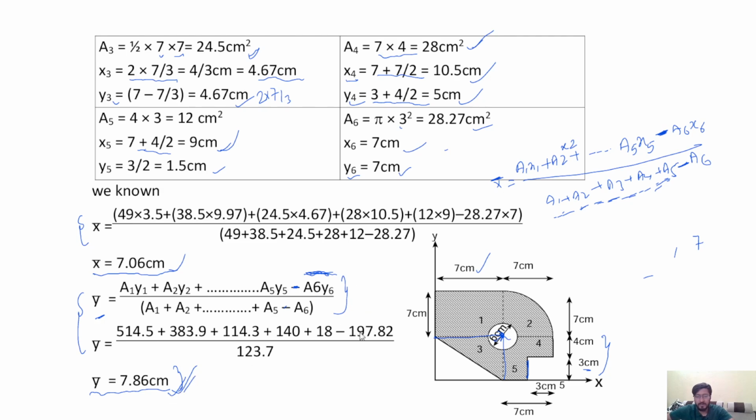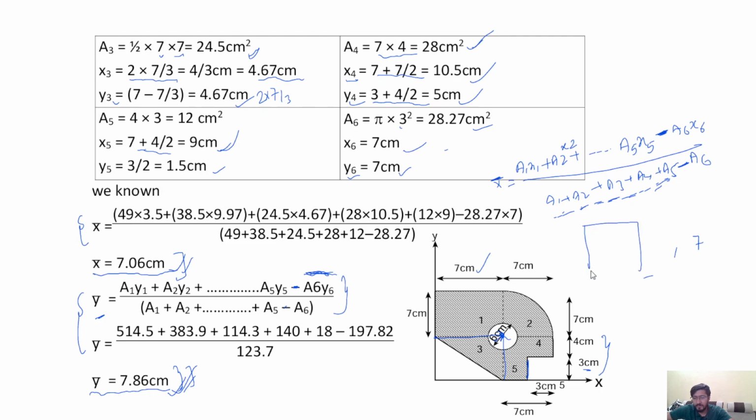But remember, the formula for an individual geometrical figure, that is a standard figure, the formula of the centroidal distance of this figure will be the same. So this formula is applied to calculate the centroidal distance of the overall figure. Here in this example, the centroid will be 7.06 centimeter and 7.86 centimeter.